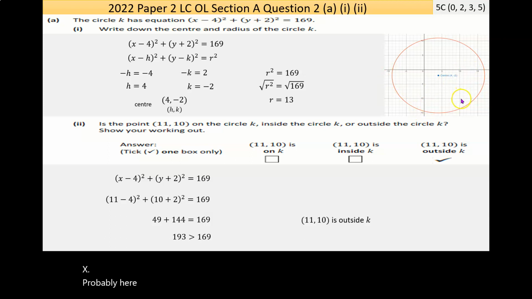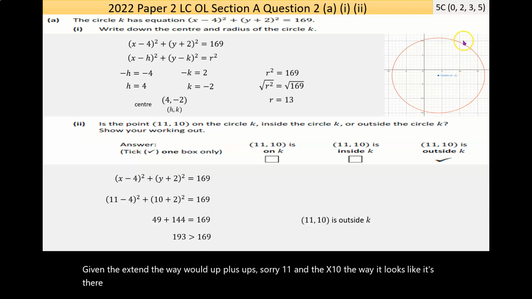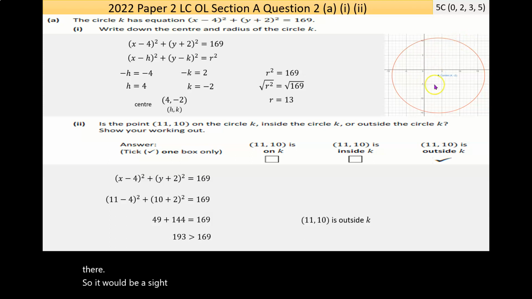10 on the y. So 11 on the x, 10 on the y, plus up here, sorry. 11 on the x, 10 on the y, it looks like it's there. So it would be outside. Now you're not given this particular thing here, but I just put it in to illustrate what's actually happening here.